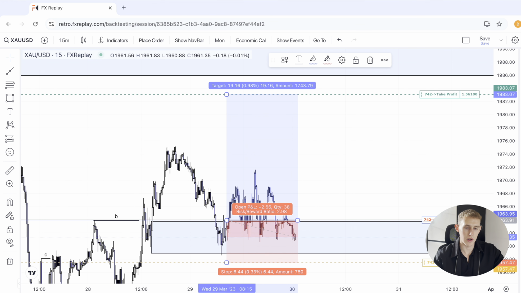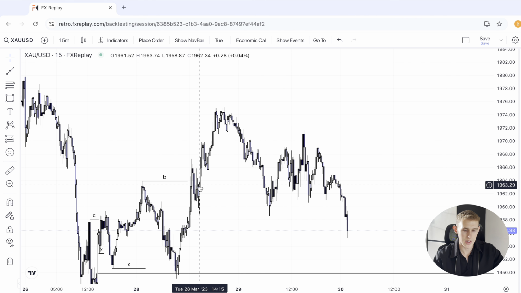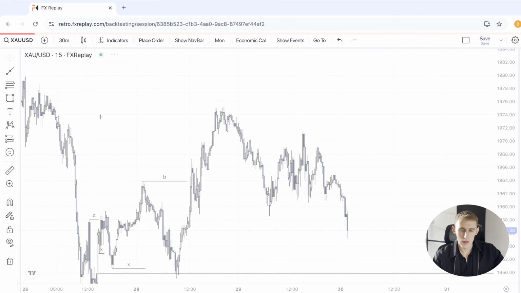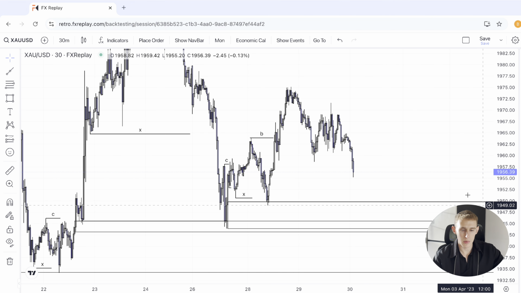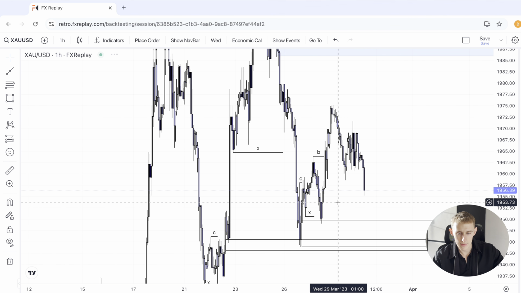Yeah, there we go. So that was a loss. Valid trade though, so no complaints there. Still seeing prices bullish, but maybe we need to retest. Sort of had this demand.